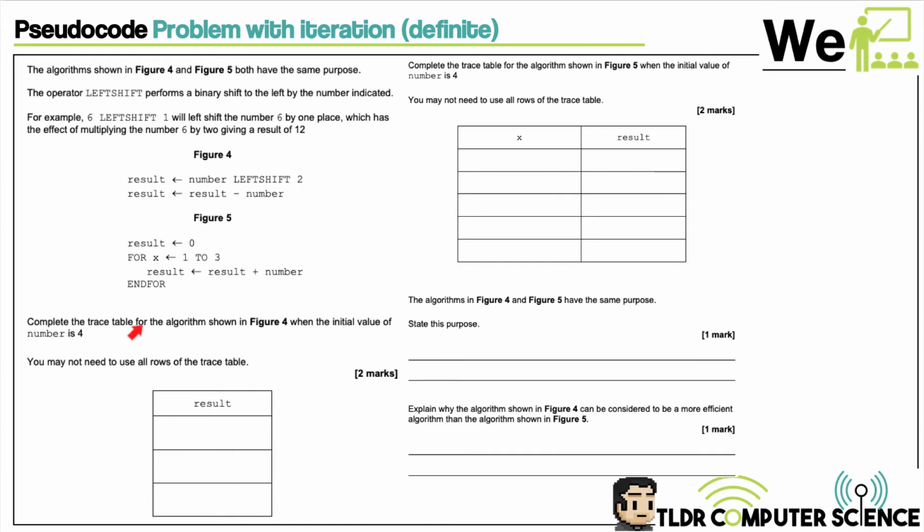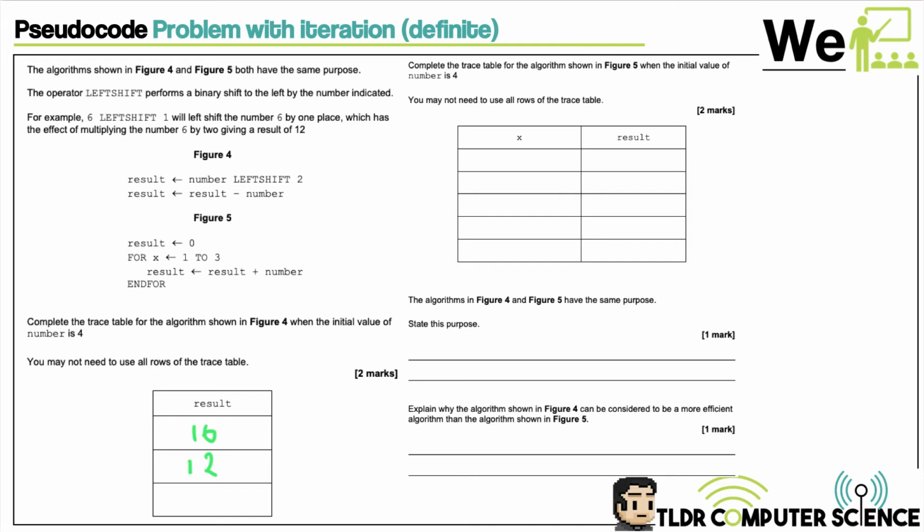Okay, complete the trace table for figure 4 when the initial value of number is 4. So number is 4, left shift by 2. Left shift by 1 will be timesing it by 2, but left shift by 2 is timesing it by 4. So result, first of all, is going to be number, so that's 4 times 4, so it'll be 16. So the original one here is 16, that's this value here. And then it's result minus number, and number is still going to be 4. So in this case, it will be 12.